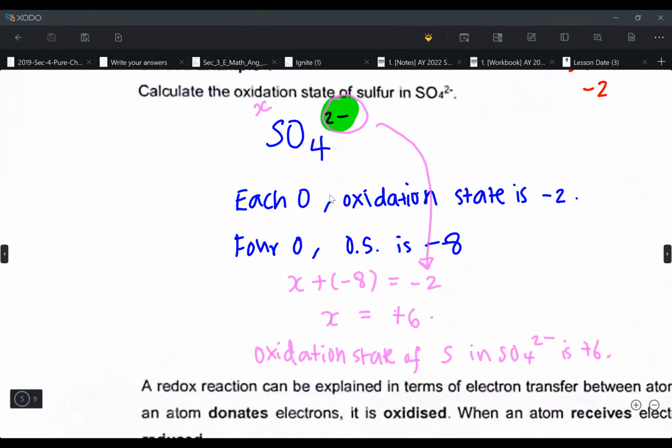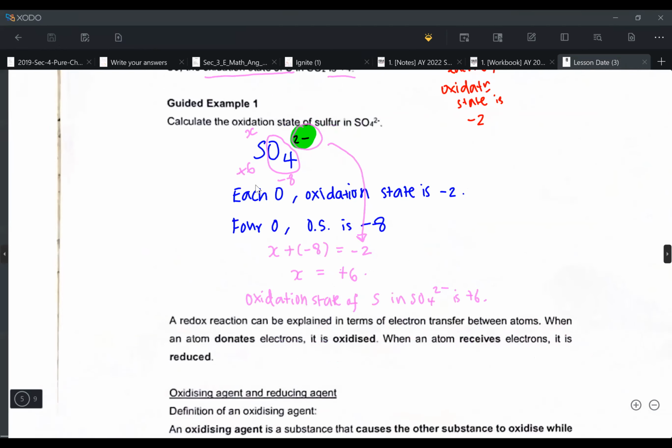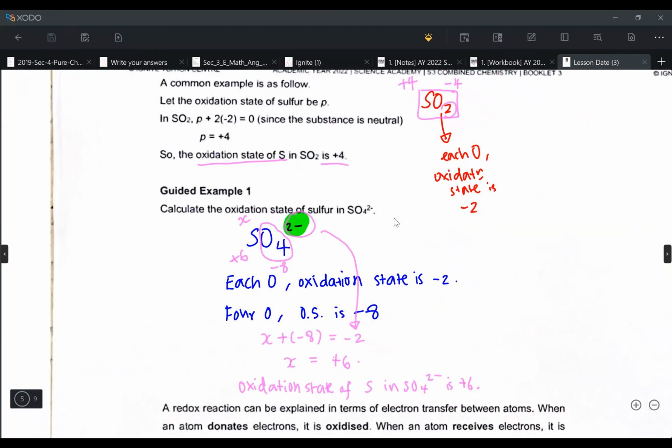So you see, if the sulfur is +6, then the whole oxygen here is -8. So +6 -8, just nice, you get -2. So that's how it works for ions. But usually for a compound, the whole thing must balance out, so you should get 0, like the one that I went through just now. But because this one is an ion, the oxidation state must be the charge itself.